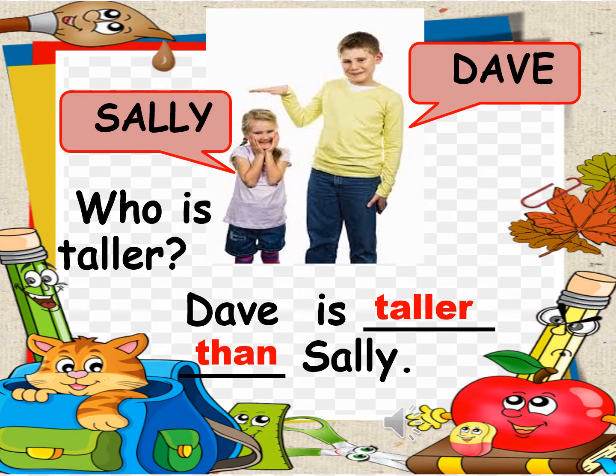Everybody read the sentence. Perfect. Dave is taller than Sally.